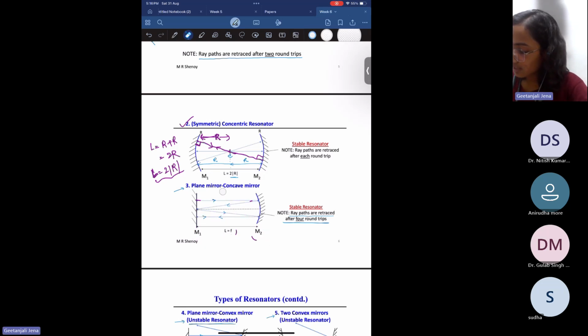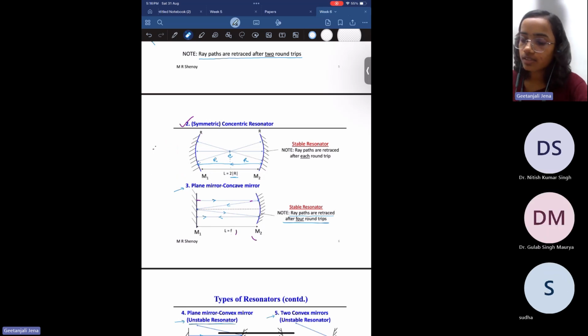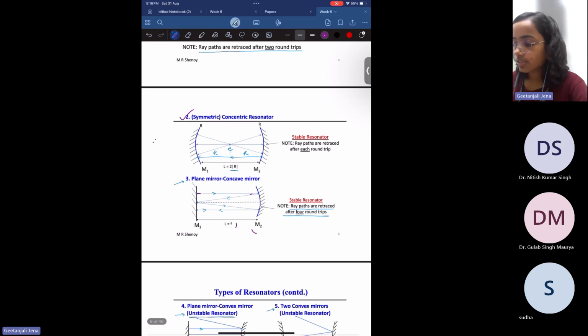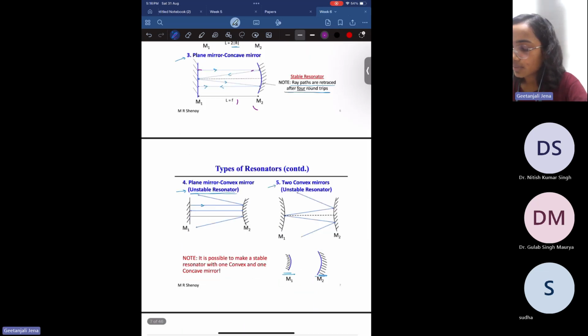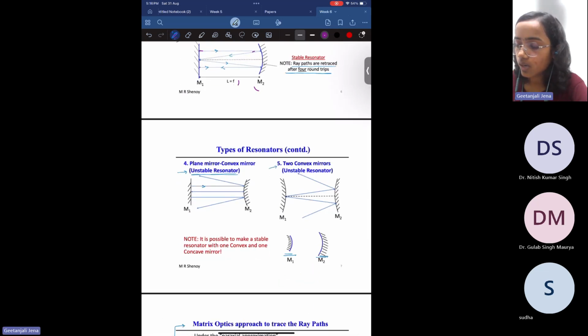So these are some kinds of resonators. Now you can also divide resonators as either stable resonators or unstable resonators. Stable means the energy is confined inside the resonator volume. Unstable means it will leak after some time. An example of an unstable resonator is the plano-convex mirror. So when you have one plane mirror and one convex mirror, instead of concave, we have a convex mirror.